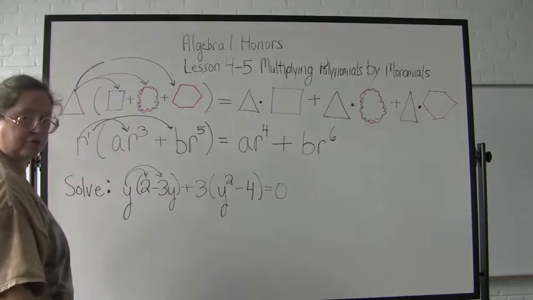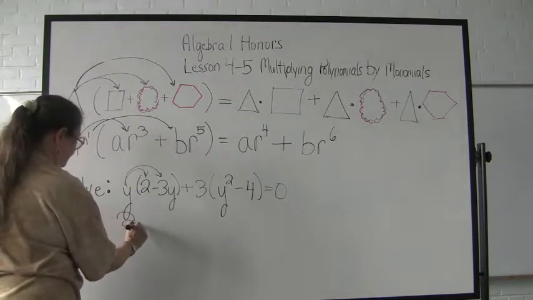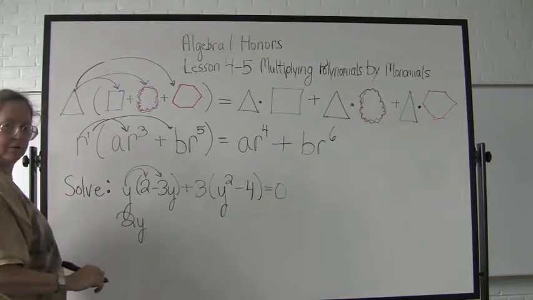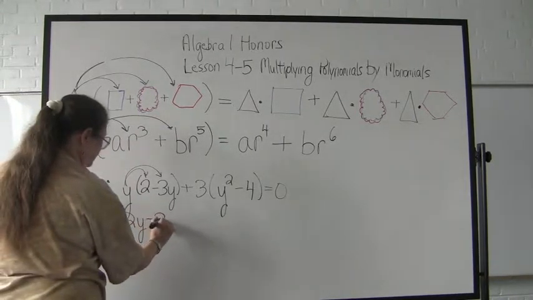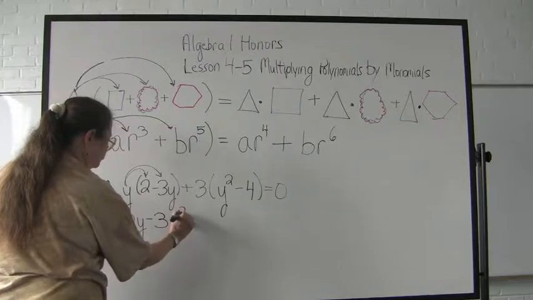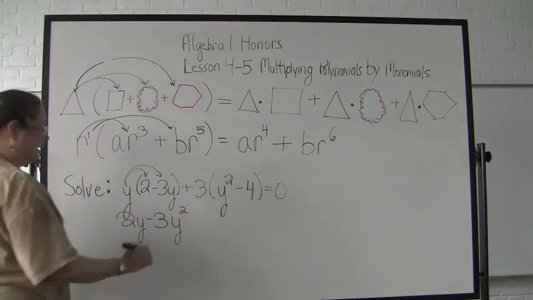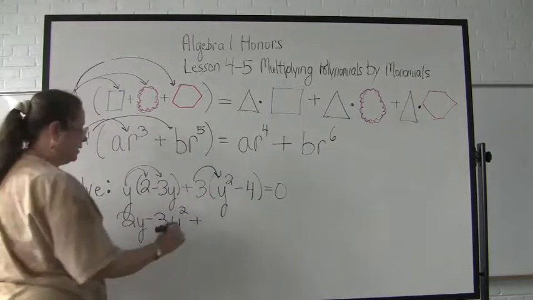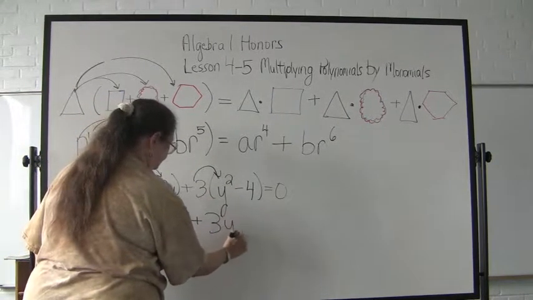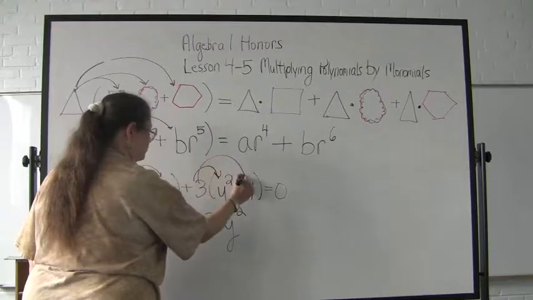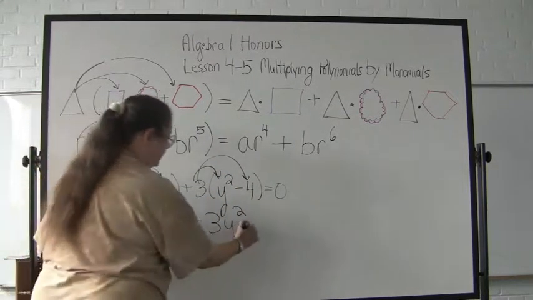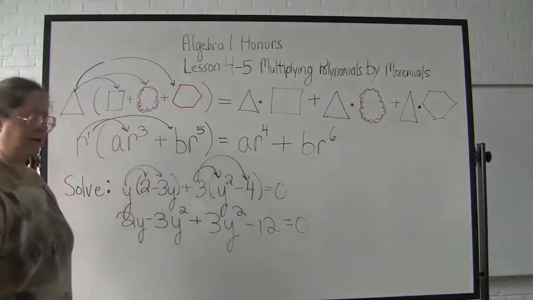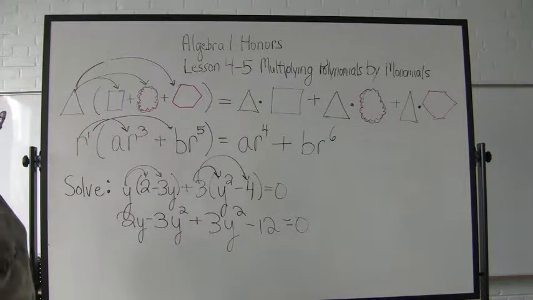So y times 2 gives me 2y. Y times minus 3y, y times y is y squared, so it's going to be minus 3y squared. Plus, distribute my 3 there, 3y squared, distribute the 3 there, minus 12 equals 0.